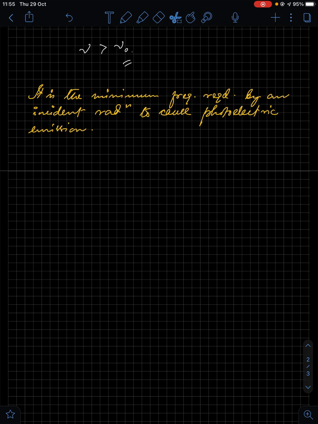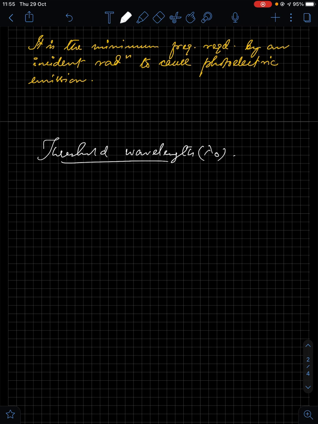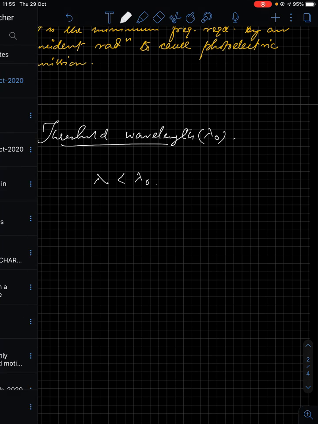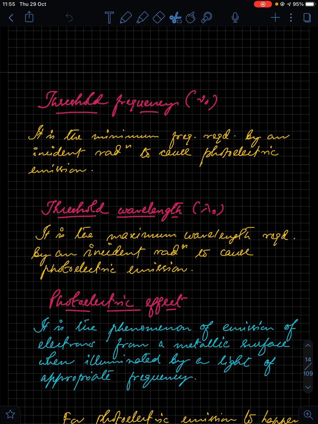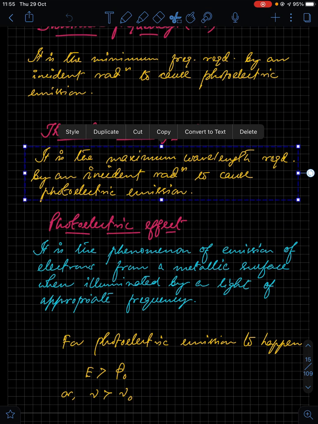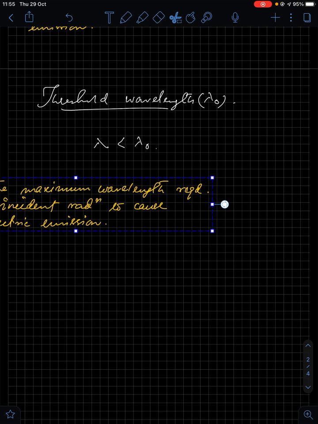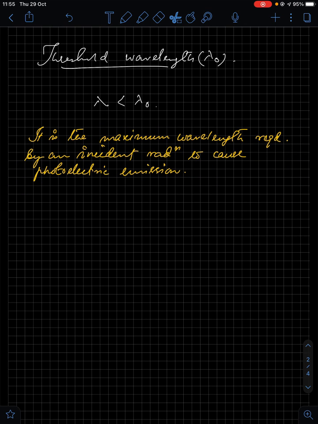And finally you have threshold wavelength. You denote this with lambda naught. Now threshold wavelength is the maximum wavelength. So you need to have incident wavelength which is lesser than this threshold wavelength for photoelectric emission to happen. Now you can see the definition. It is the maximum wavelength required by an incident radiation to cause photoelectric emission. So I hope that is clear. We'll just give a summary once again.